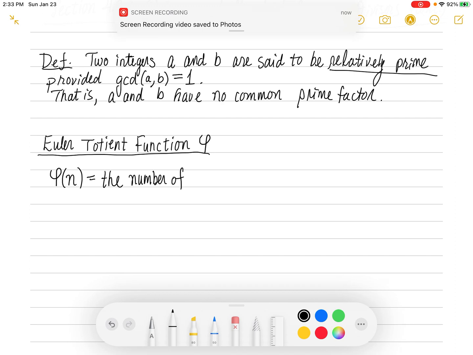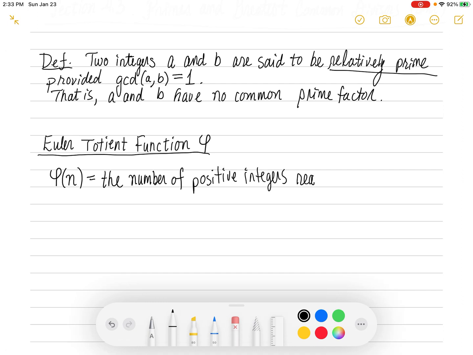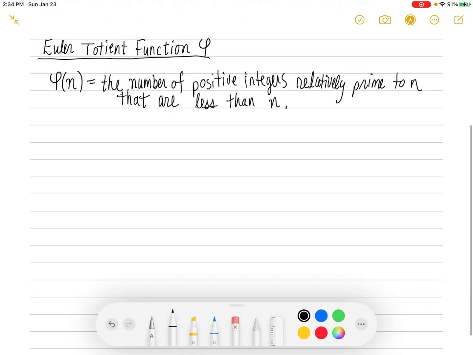So the number of positive integers relatively prime to n that are less than n. They have to be smaller than n. So everything that's relatively prime to n, and that's also less than n.